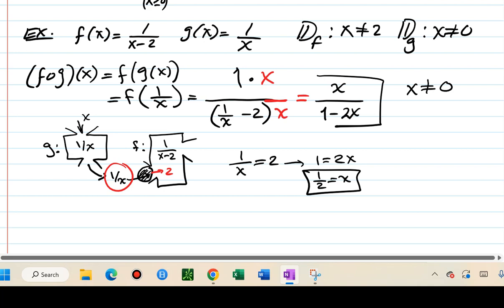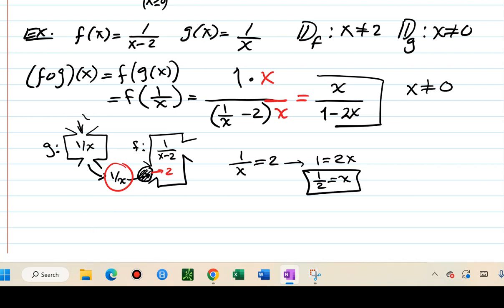So if you put in a half in here, out comes a 2, and that will jam the second machine. So we cannot have 1/2. X cannot be 1/2. Okay, therefore for this one, the composition, x cannot be 1/2. And remember, a 0 to begin with will jam the first machine. So x cannot be 0 either. We already mentioned that up here. So all in all, x cannot be 0 or 1/2.